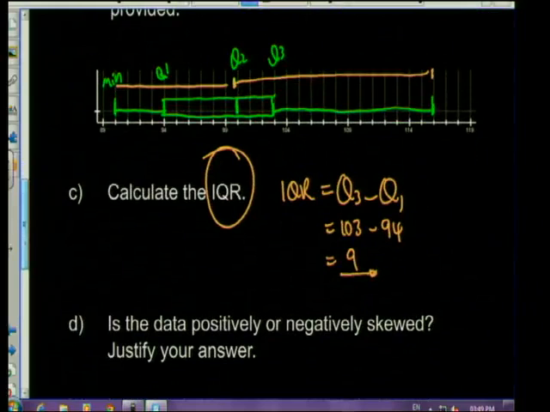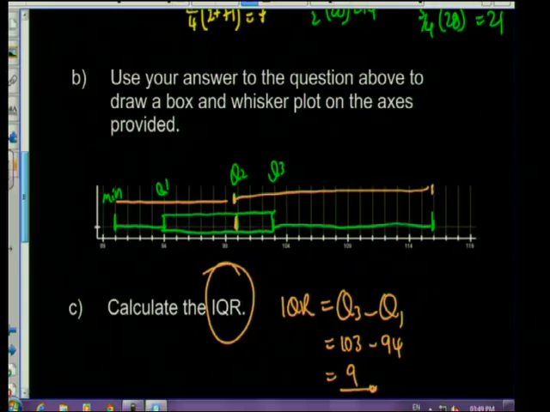And now this question, which is my final question, says, is the data positively or negatively skewed? Justify your answer. When we're talking about skewness, what we're really saying is, are the outliers or extreme values pulling the mean in one direction? And the direction that they pull the mean in is the direction in which the skewness occurs. So the median is here in the middle, but where the whisker or the box is much further to one side, we say it's skewed in that direction.